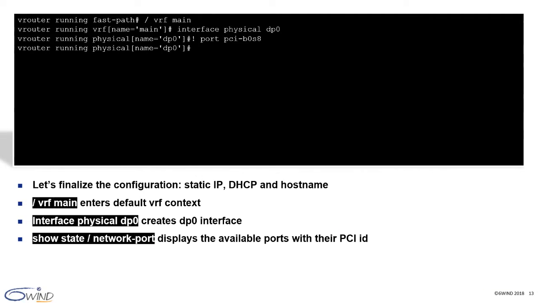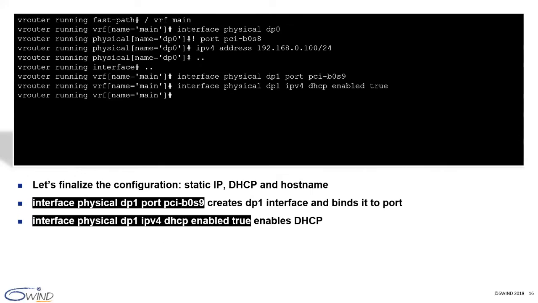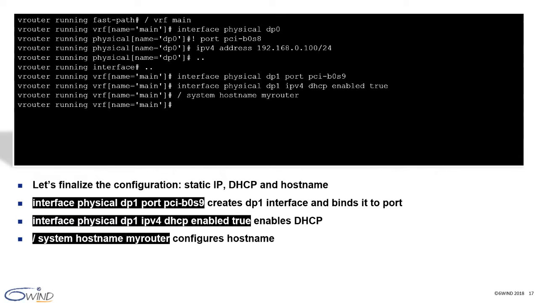We now configure a static IP address. And we go back to the root of the VRF using 2 dots twice to go 2 levels up. Now, let's do a similar configuration on another interface named DP1, but this time we use one-liners to configure the port and enable DHCP without navigating into the interface context.